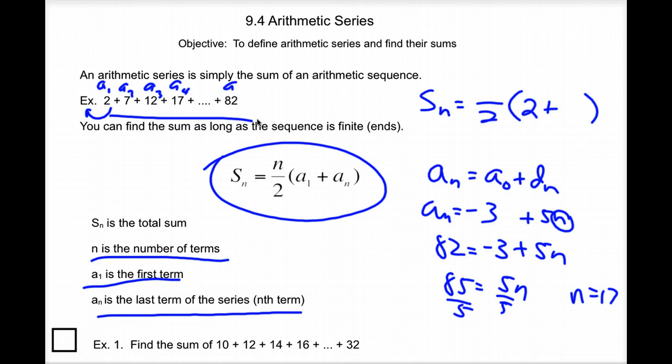I said I didn't know 82 up here, but I should have said that I did know it. Sorry, 82. I knew what the last term was. What I didn't know is what spot it was in. So there are 17 numbers here. All I need to do is 2 plus 82, which is 84, and multiply that by 17 halves, which is 8.5. So put 84 times 8.5 in your calculator, and you get 714. That's the sum of this arithmetic sequence up there, or series, I should say.